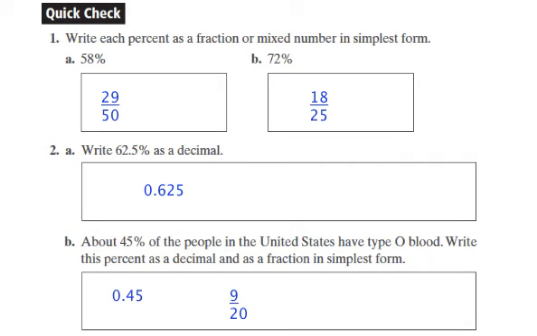For 1A, 58% reduces to the fraction 29 over 50. For 1B, 72% simplifies to the fraction 18 over 25. For 2A, 62.5% is 0.625. And for 2B, 45% is the decimal 0.45, and the fraction simplified of 9 over 20. If you made any mistakes, be sure to correct your work, and if you have a question, ask about it in class tomorrow.